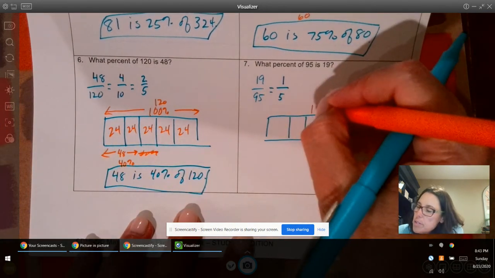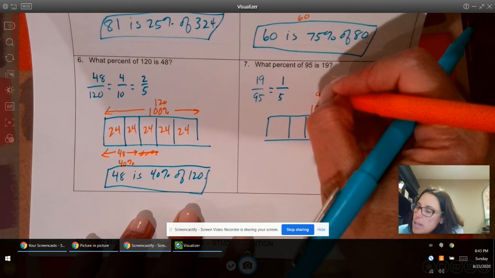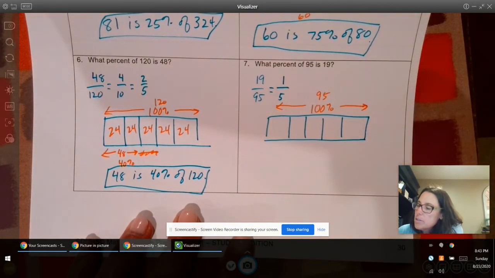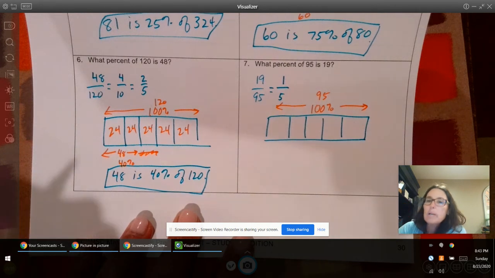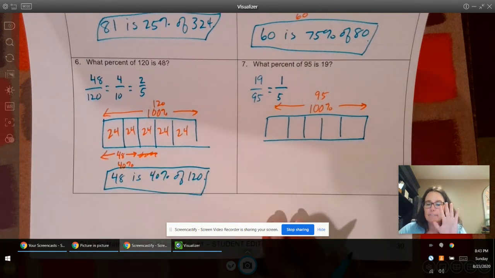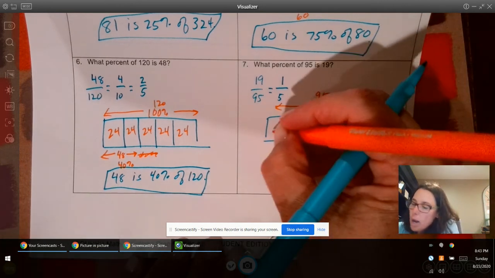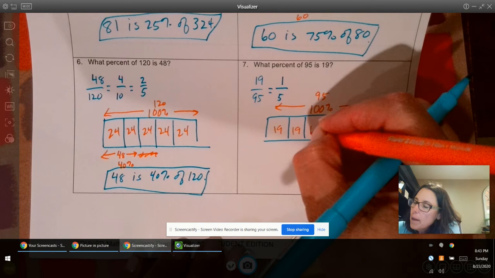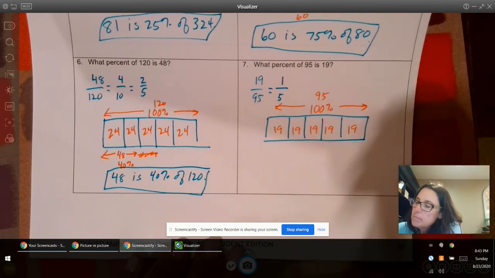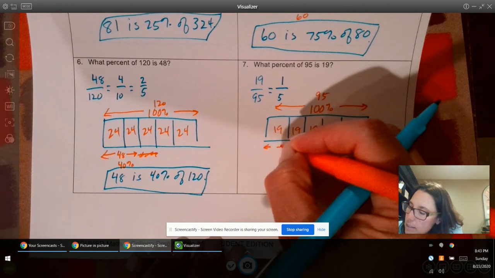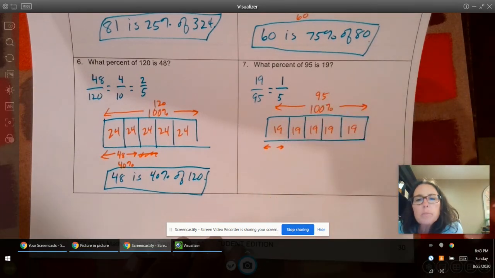Our 100% is 95. Now here's the tricky part, magic number. 95 is in 5 boxes. So in one box, that would be 19. Okay, and then this 19 is how much percent?